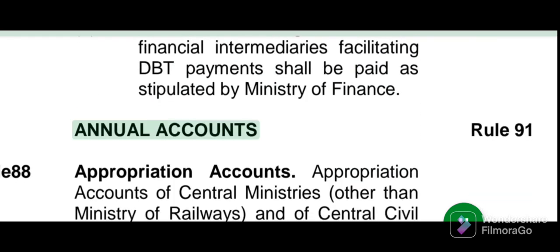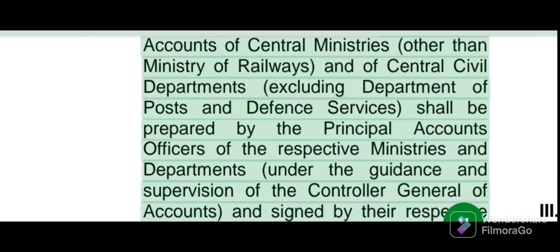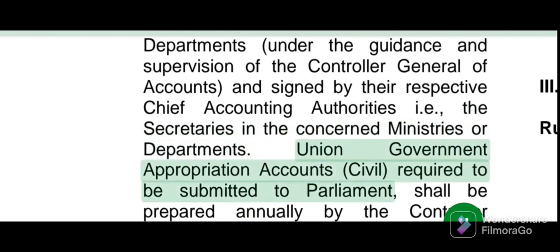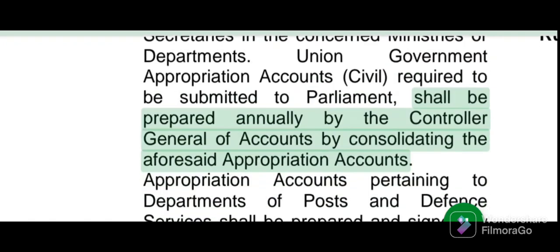2. Annual accounts. Rule 88 Appropriation accounts. Appropriation accounts of central ministries other than Ministry of Railways and of central civil departments excluding Department of Posts and Defence Services shall be prepared by the principal accounts officers of the respective ministries and departments under the guidance and supervision of the Controller General of Accounts and signed by their respective chief accounting authorities, i.e., the secretaries in the concerned ministries or departments. Union Government Appropriation Accounts (Civil) required to be submitted to Parliament shall be prepared annually by the Controller General of Accounts by consolidating the aforesaid appropriation accounts.